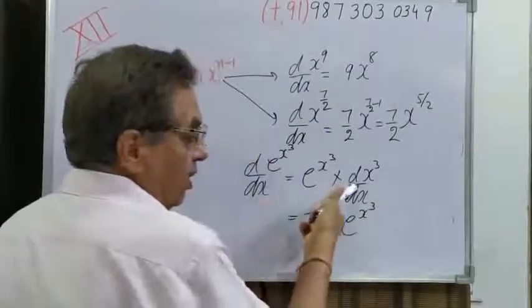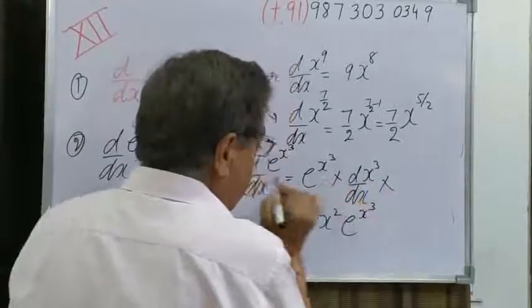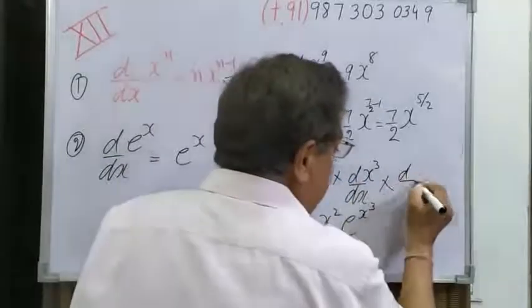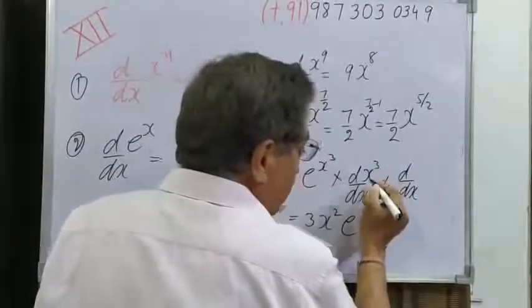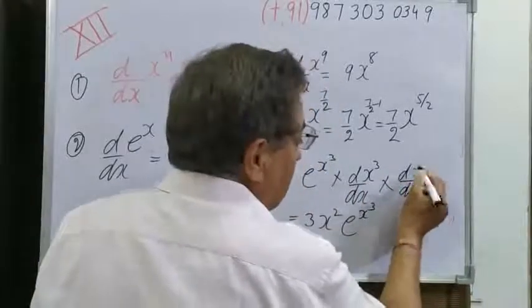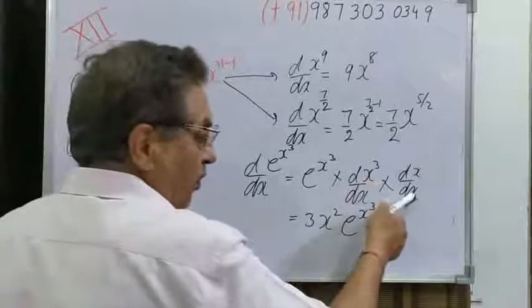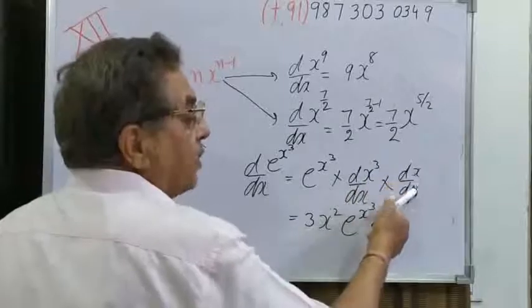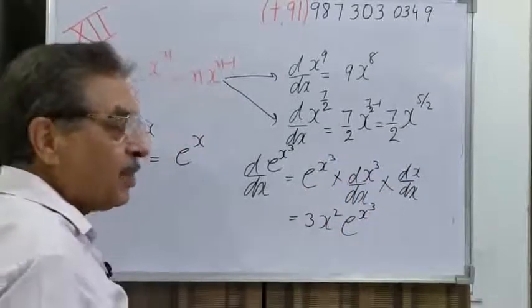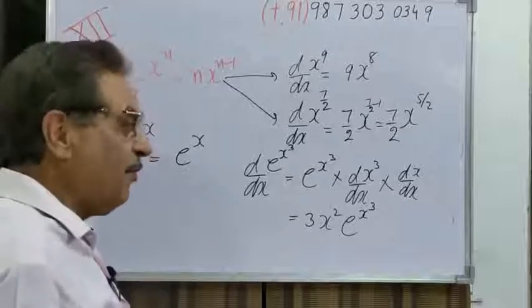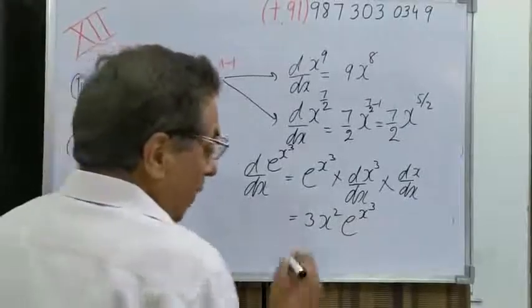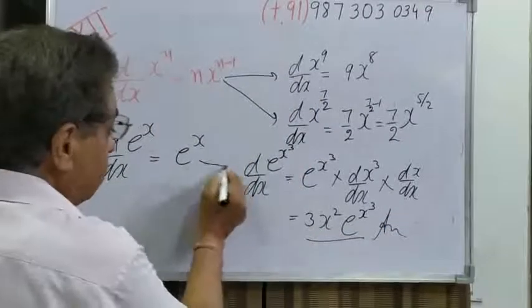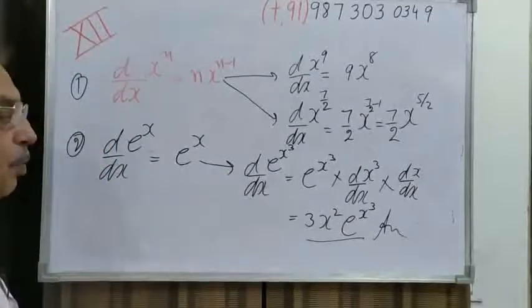Remember, the chain rule did not stop here. We differentiate e to the power x cubed, then x cubed, and then x was also differentiated. Its answer is always 1. The derivative with respect to x of x is always 1. Similarly, the derivative of y with respect to y is also 1. The derivative of any variable with respect to the same variable comes to be 1. So 3x squared e to the power x cubed is the answer we have here. This was the illustration for e to the power x.